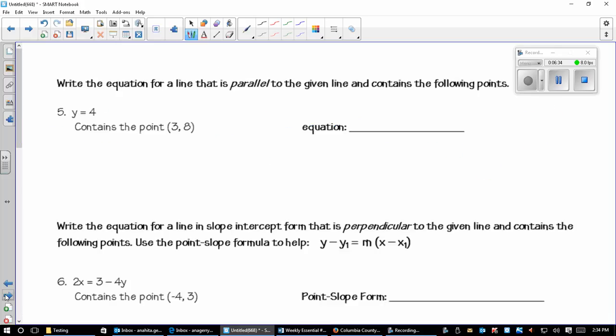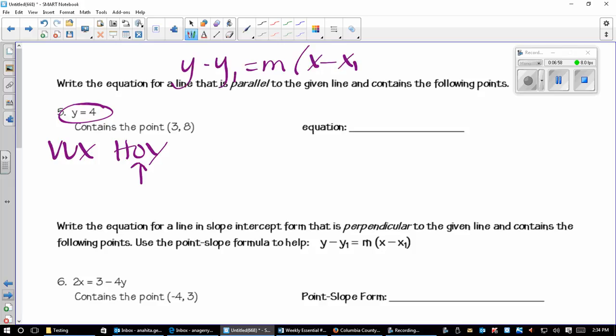Number 5. Again, you've got a y equals just a plain number. What is the slope to that? You guessed it, it's 0. Okay, you can either put this in point slope form, but you don't need to. That's like the long route. We don't need to do that.